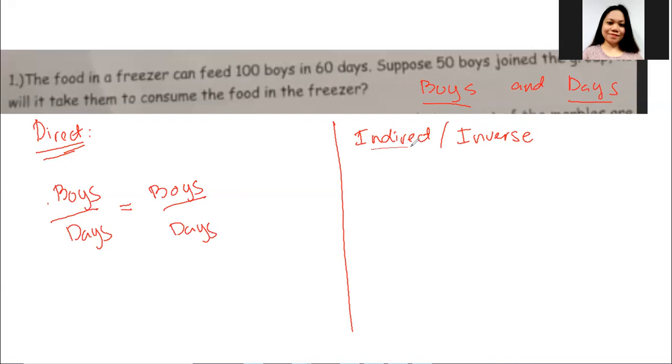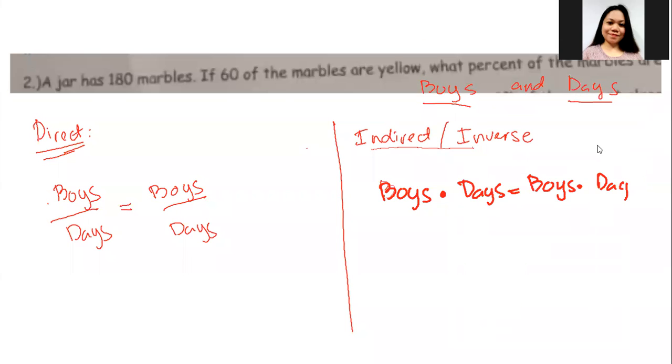Now, if it is an indirect problem, what happens is instead of dividing, you will multiply. So it'll be boys times days equals boys times days. Okay. So in a direct problem, you divide the two variables, but in an indirect problem, you multiply the two variables. Okay.